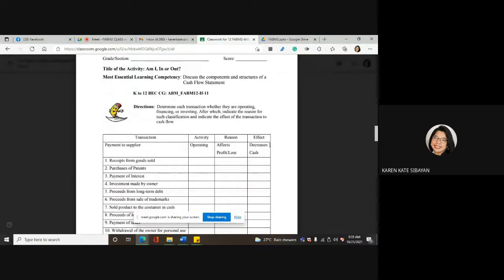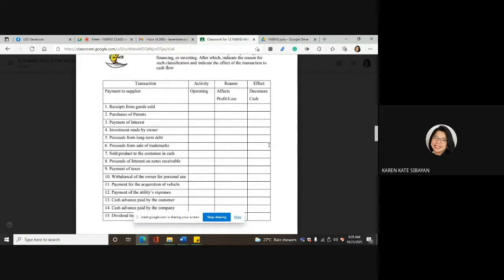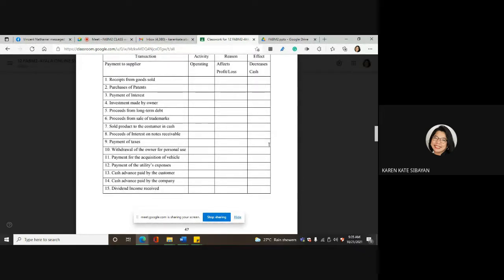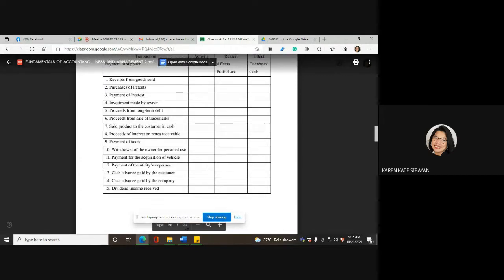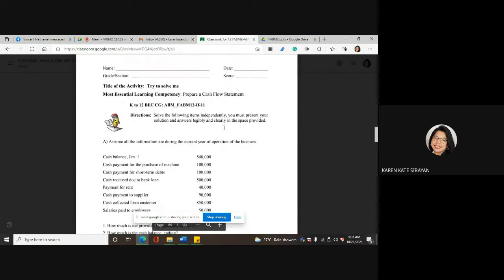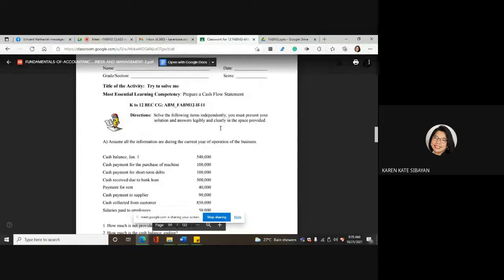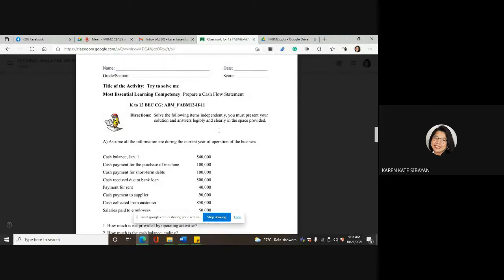You can also do this one. Okay? Yan, yung ilalagay nyo kung, kasi mamaya malalaman nyo yung ibang structure ng cash flow. Is it operating, investing ba ito, or investments ba ito? So dito yun yung activity na sinasabi dyan. Yung effects niya, is there a profit or is there a loss? Nag-decrease ba? Ganon. Nag-increase ba? Okay? Yan. Also, this activity wherein you're going to solve and you need to, of course, present your solution.